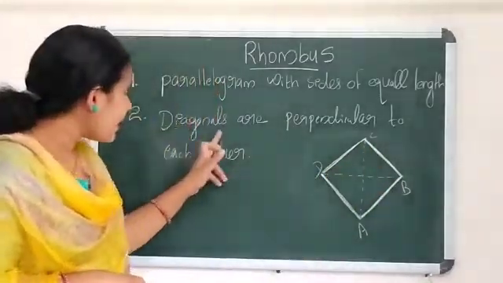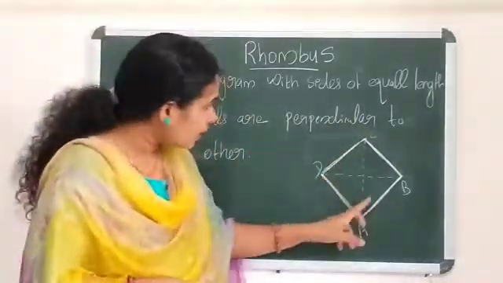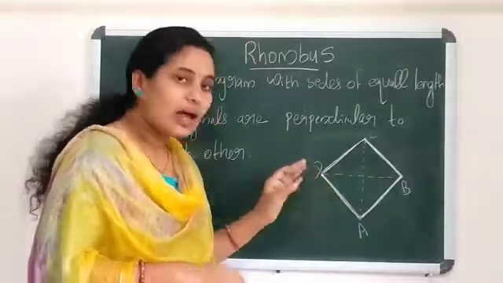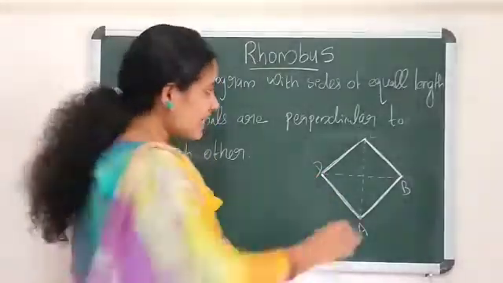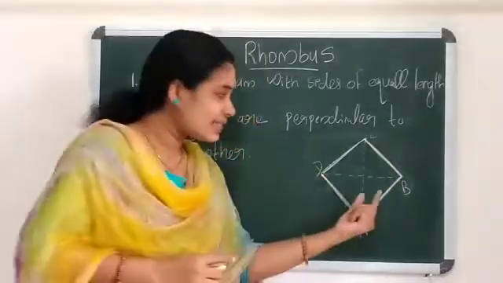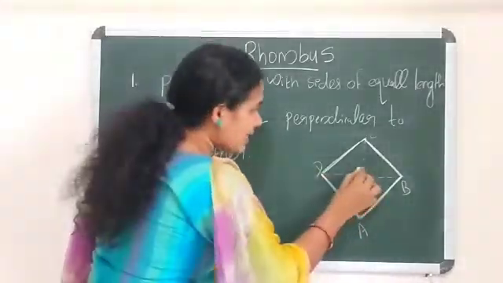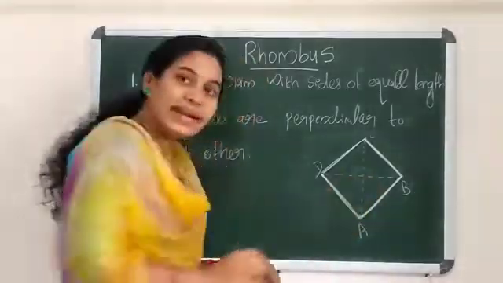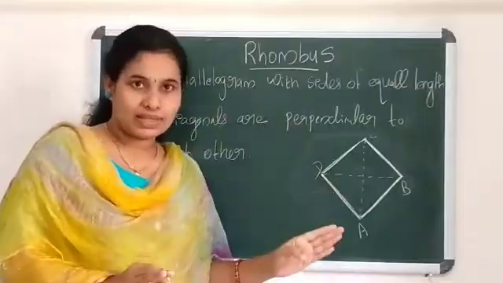And the next one, diagonals are perpendicular to each other. You can see here AC and BD are the two diagonals. The diagonals are perpendicular to each other. You can see that these diagonals intersect at right angles, that is, all these angles are 90 degrees. That is a special property of a rhombus.